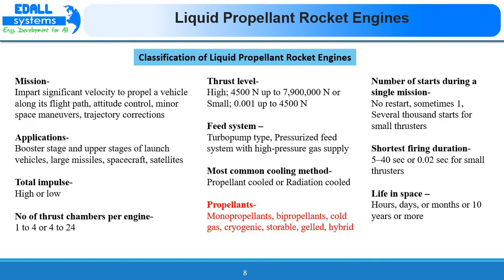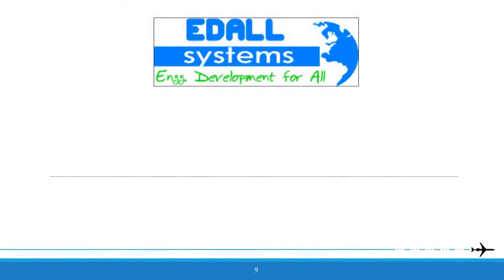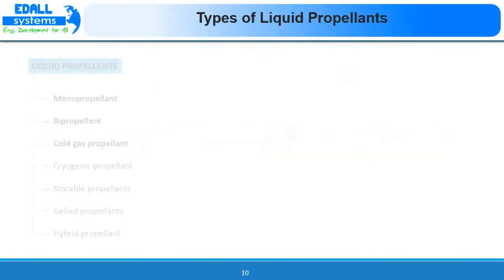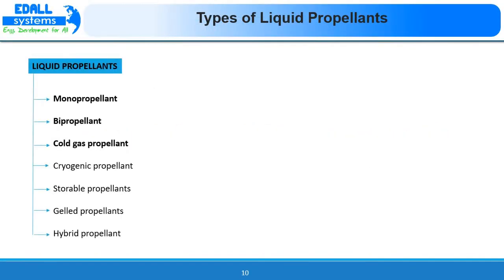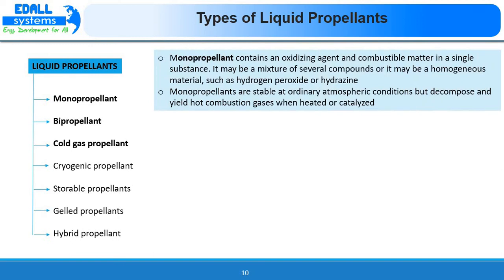So this is how liquid propellant rocket engines can be classified on such several parameters, out of which we will discuss the propellants, which is highlighted in red. So we'll discuss different types of liquid propellants. Starting with what propellants we have, that is monopropellant, bipropellant, cold gas propellant, then cryogenics, then storable, gelled and hybrid. So first we will see monopropellant.